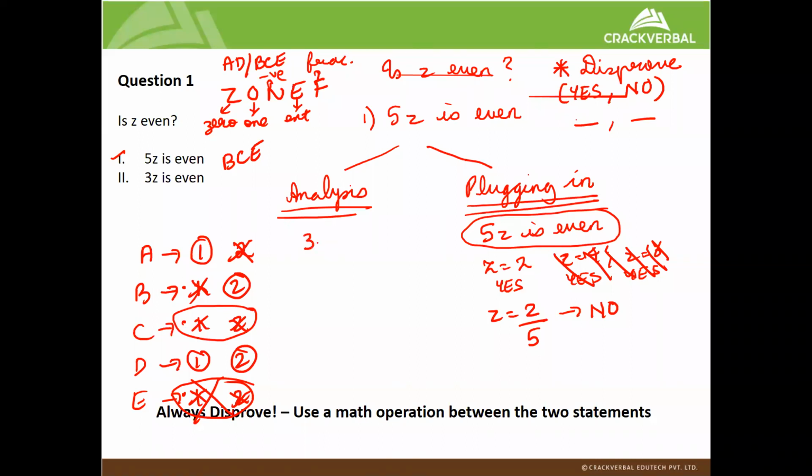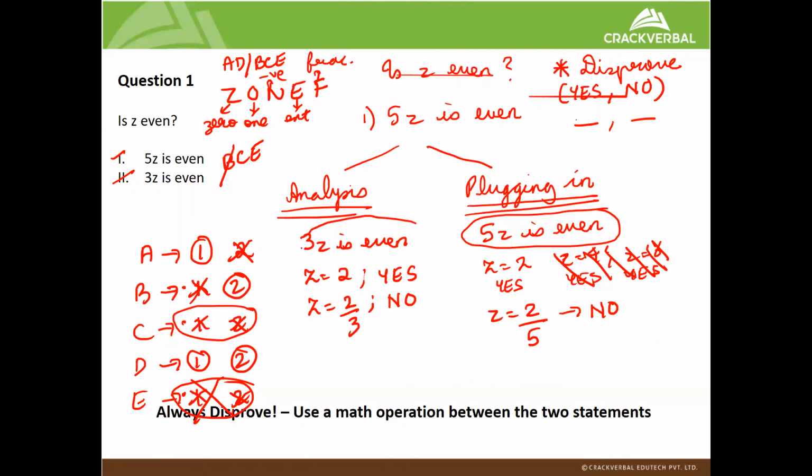Now coming to the second statement. The second statement says 3z is even. So clearly now if I put z is equal to 2, 3z would be even. And if I answer the main question, this gives me a definite yes. But again, I'm going to try to disprove. So I'm going to put z is equal to 2 by 3. 3 into 2 by 3 still gives me 2, which is even. But if I answer the main question, 2 by 3 is not an even number. So I get a yes and a no. The second statement is also insufficient. I can cancel out B.